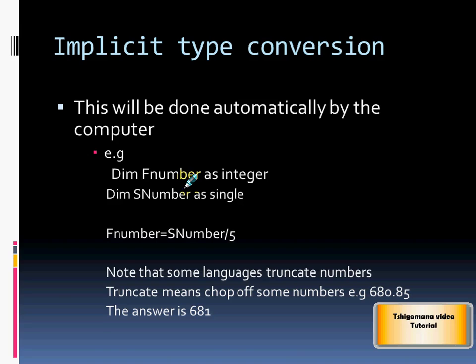That is to truncate. Let me repeat this. Implicit type conversion is like dim f number as integer, dim s number as single. In other words, that is implicit type conversion. Note that some languages truncate numbers, and to truncate means to chop off some numbers, e.g. 680.85, and the answer is 681.